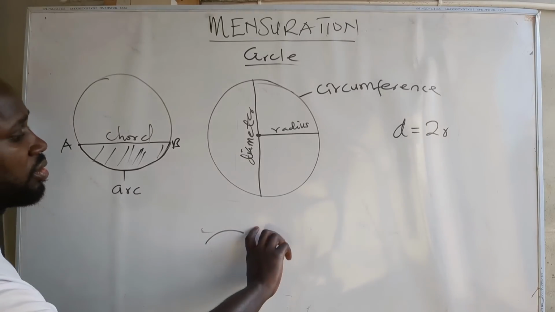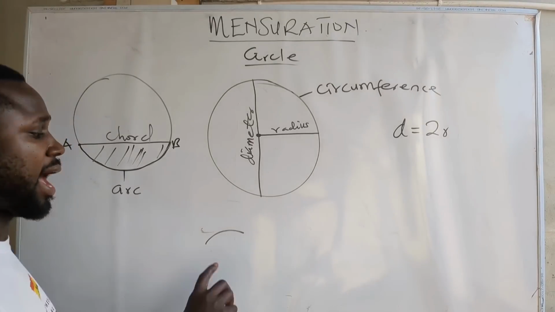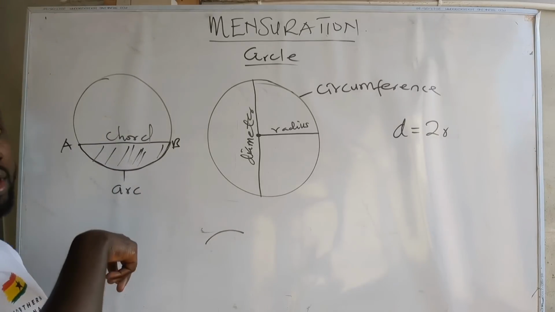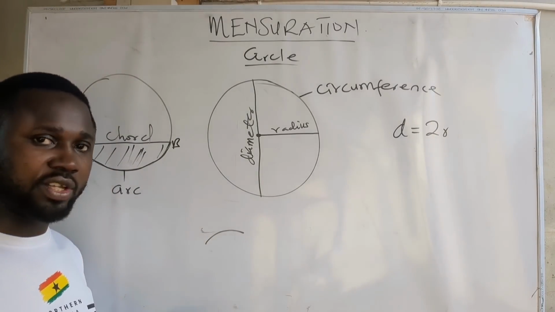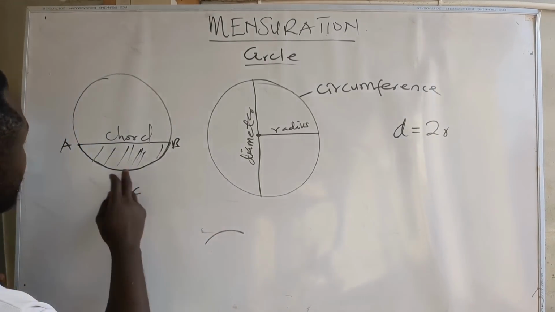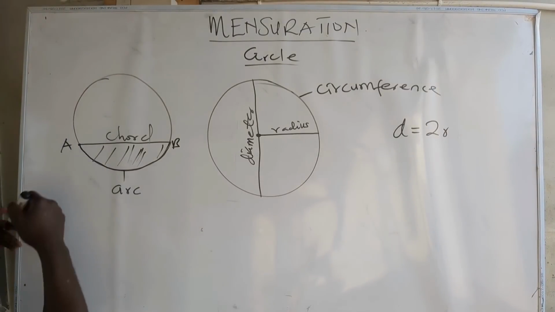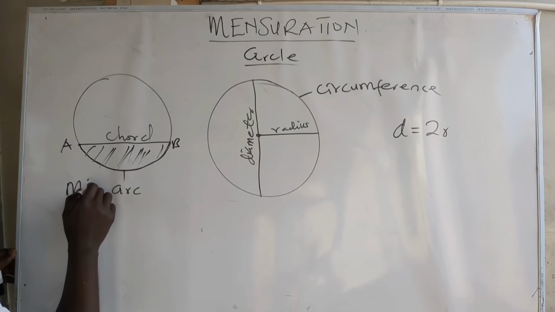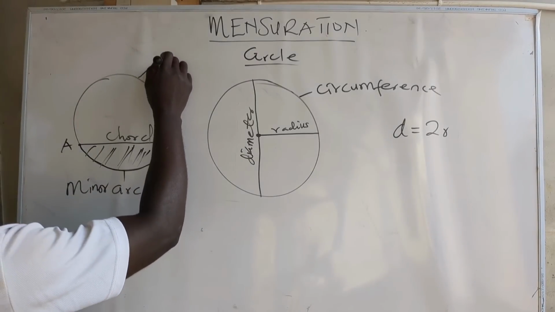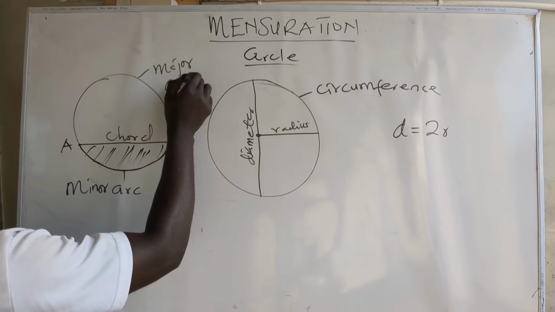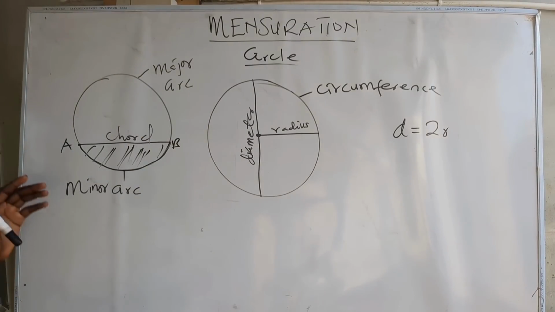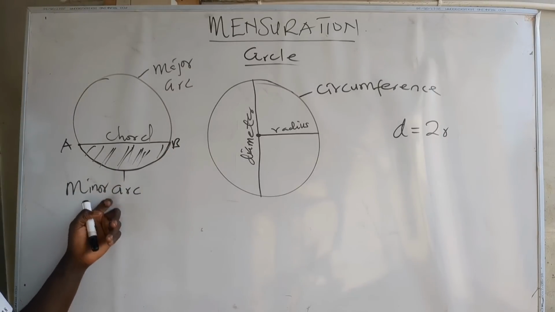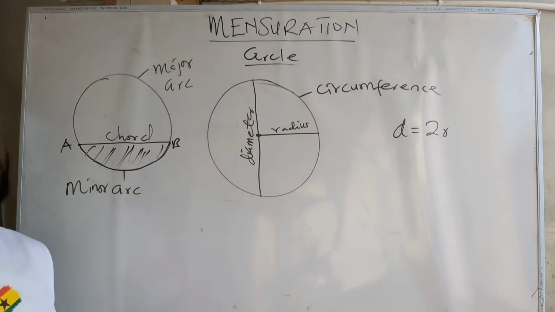So the line that you draw becomes the arc, because an arc is not a full circumference of a circle, but just a portion of the circumference of the circle. So this is an arc. But you realize that the place that I have shaded is smaller, and this side is bigger. So the smaller side is called the minor arc, and the bigger side we call the major arc.